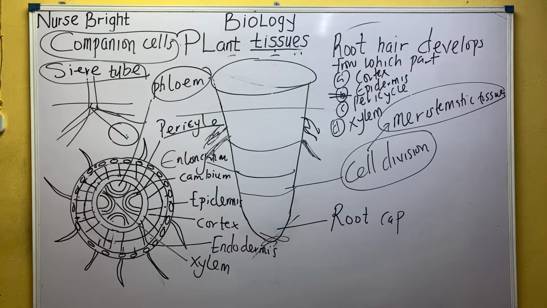So you can see how all this works: companion cells and sieve tubes are found where? Are they found in xylem? No, they are found in phloem tissues. They are found in phloem tissues. So that is for that.